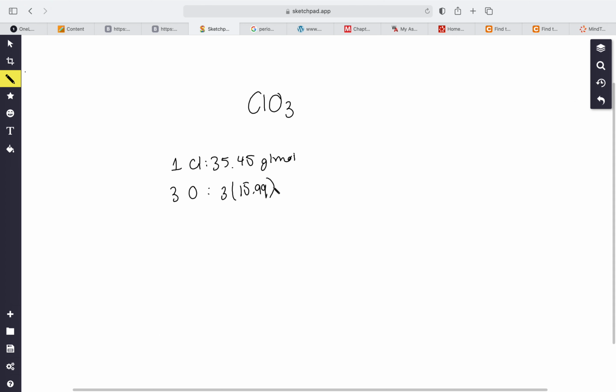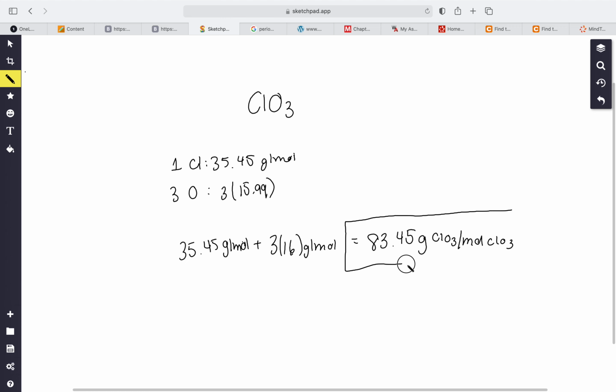Now, we have to add these two things together in order to find the molecular weight. So we do 35.45 grams per mole, and then we do 3 times 16 grams per mole. We are going to get 3 times 16 plus 35.45, and we will get 83.45 grams of ClO3 per mole of ClO3. You don't have to write the ClO3, but that just says, hey, this is what this is. It's grams of this divided by moles of this, but if you know it's of that, you can just say grams per mole.